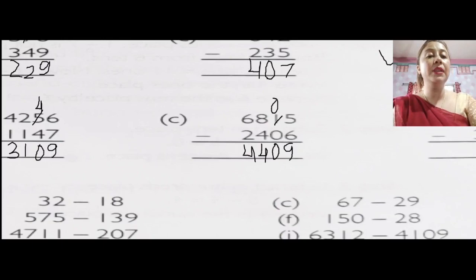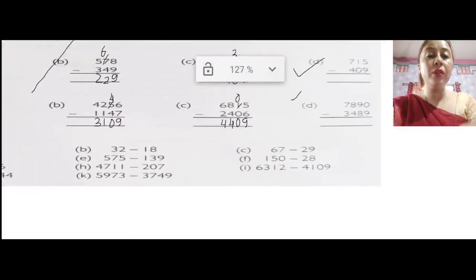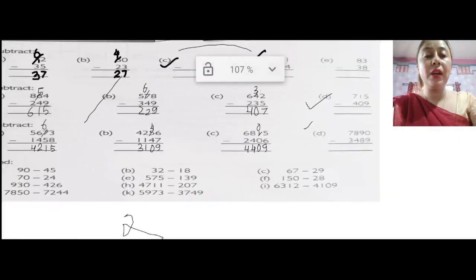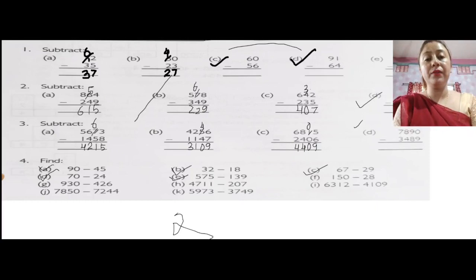So number D, children, you will do it yourself. D is your homework. Children, I have already told you, from number 4 I am not doing anything in the class, but you can at least do it at your home. So number 4, A, B, C, D, you will see the place value and you will do the full sums in your copy. So 4 A, B, C, D is your homework.